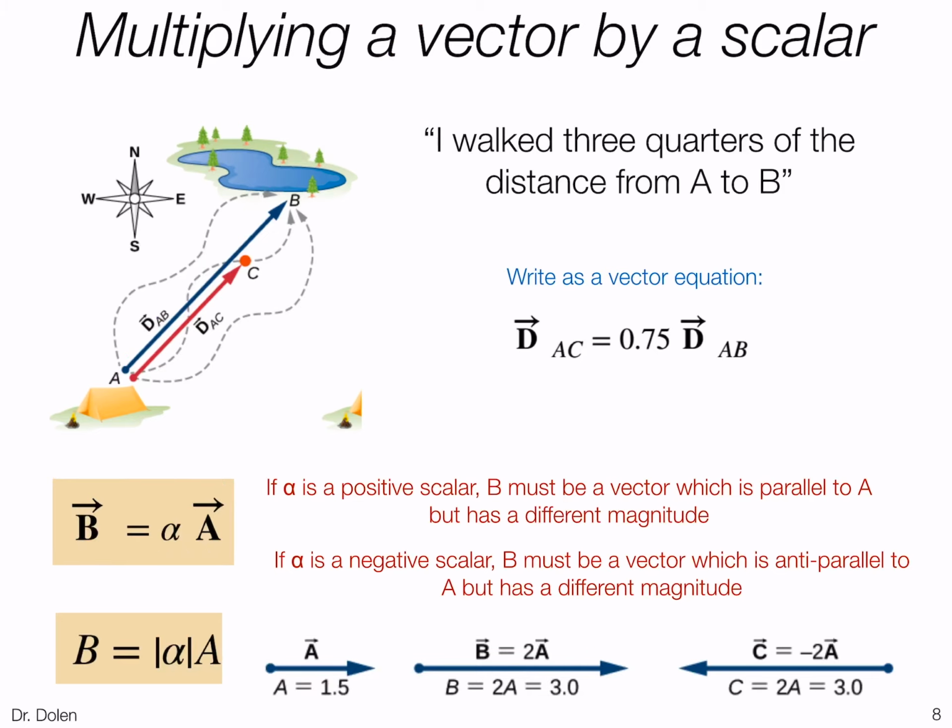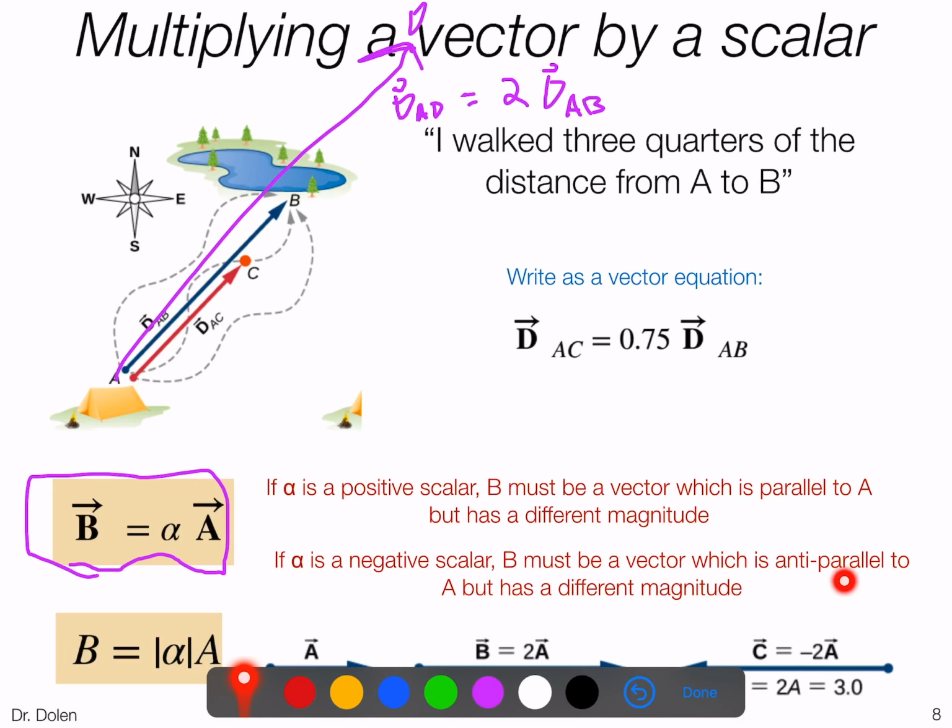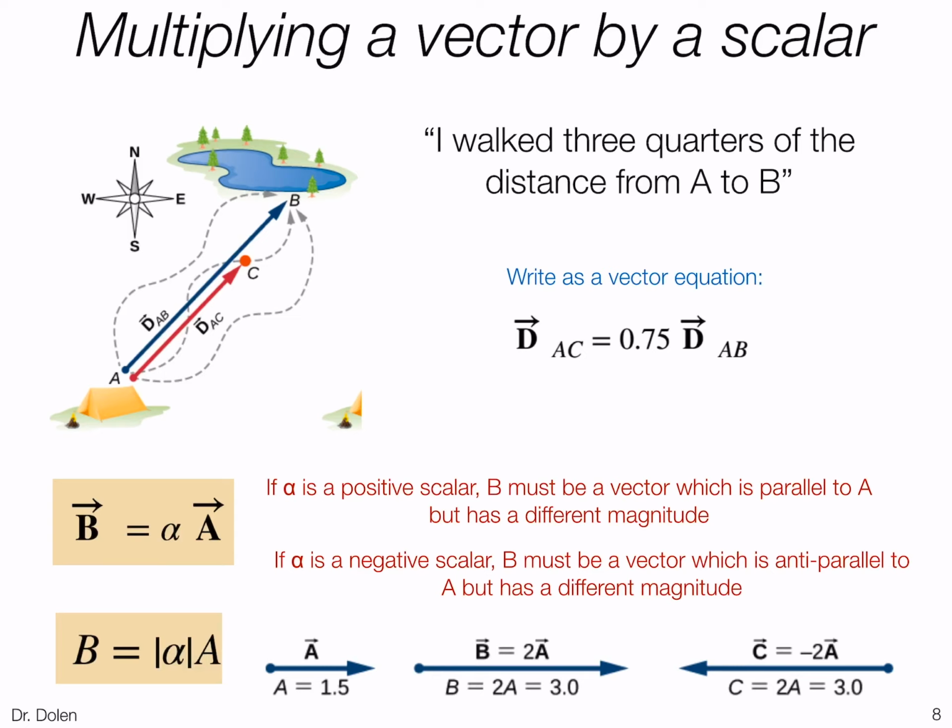Similarly, if alpha is a negative number, b and a are going to point in opposite directions. The negative is going to make b point in the opposite direction. And so if I multiply a negative number times a, I'm going to get a vector b which is anti-parallel to a. To see this more clearly, we can look at this example on the bottom.